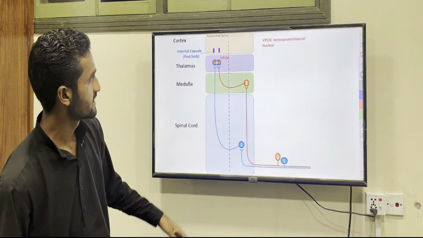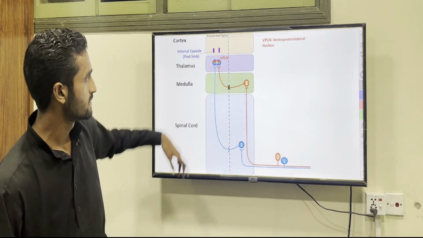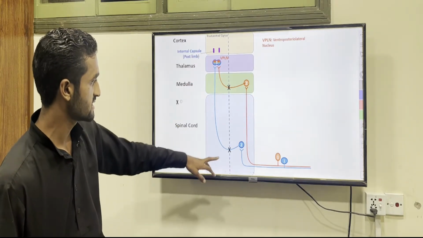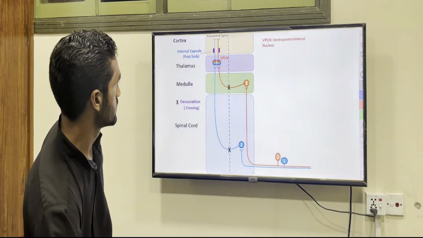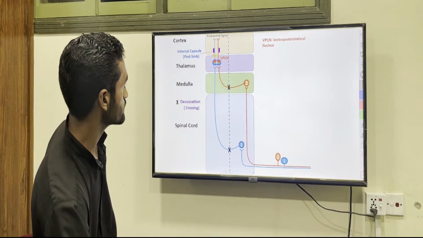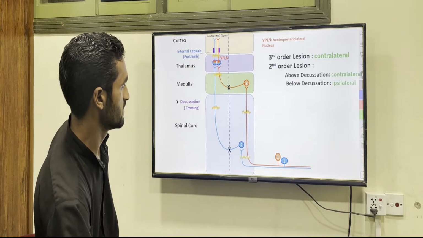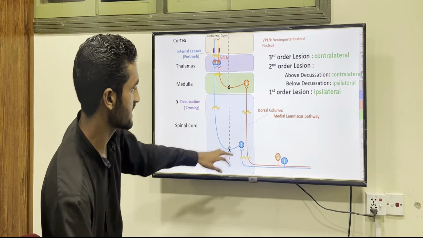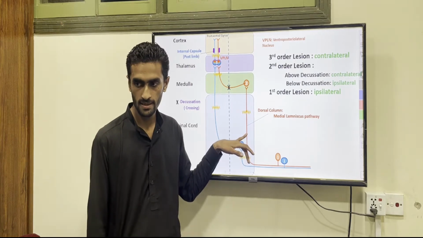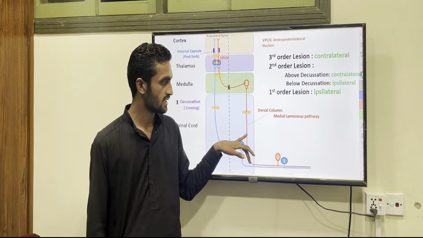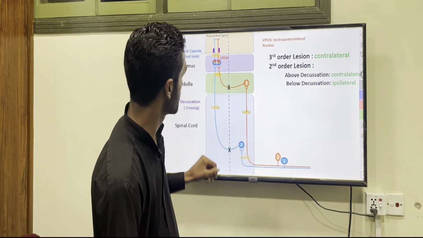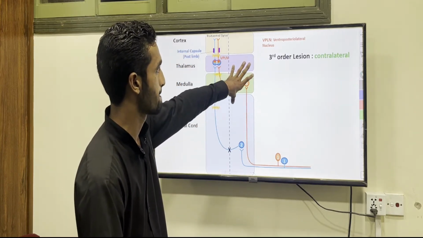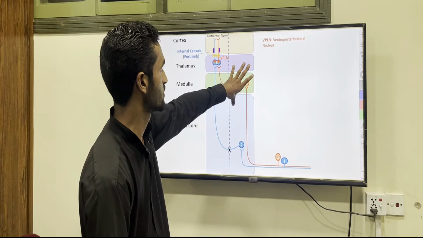And then they go to the thalamus. This is the decussation, one at spinal cord level, the other at the level of medulla. I've discussed last time. So which pathway is this? Dorsal column. Actually, this shows the dorsal column medial lemniscus. So if you review the lesion, it's easier now.